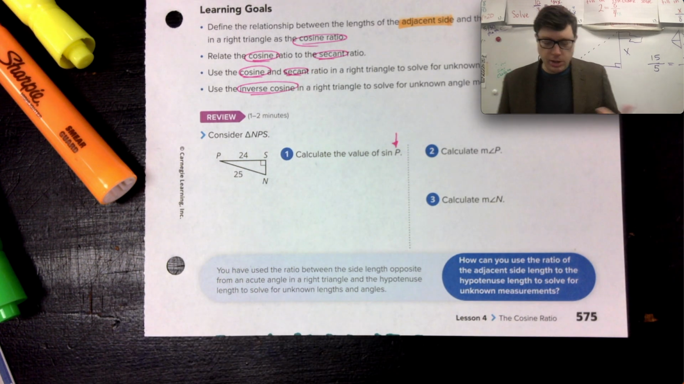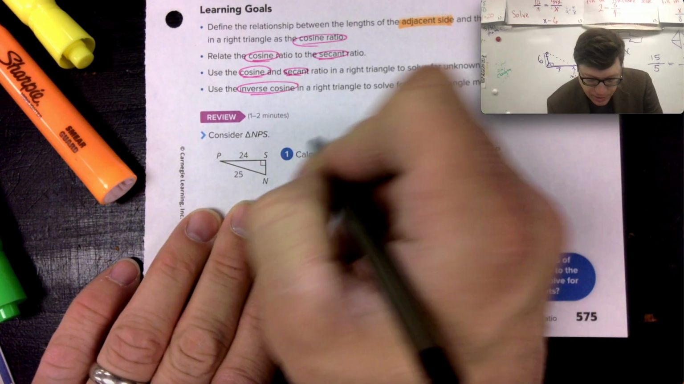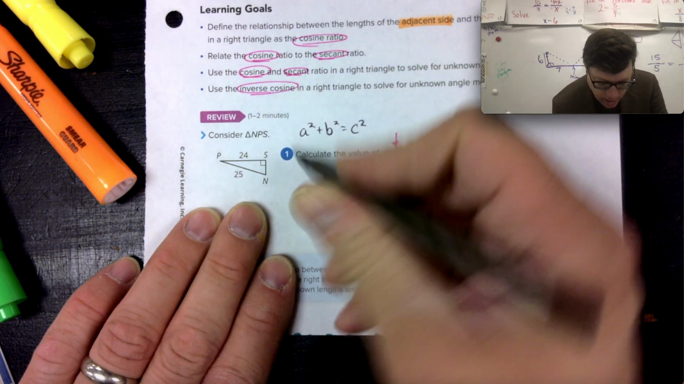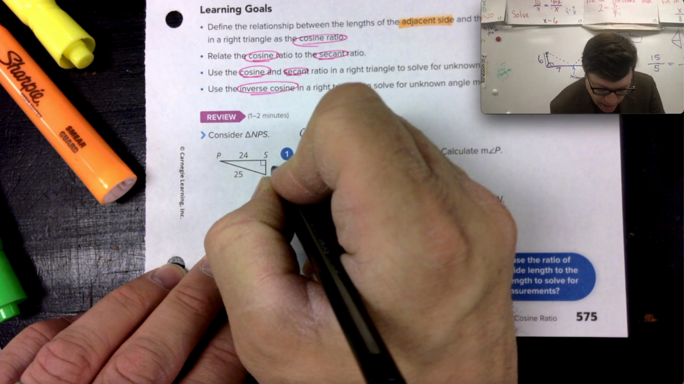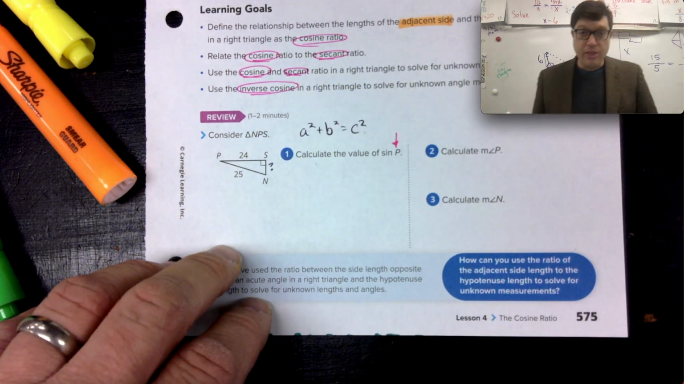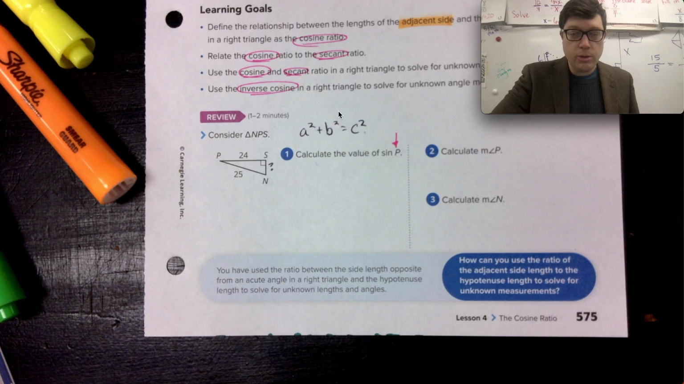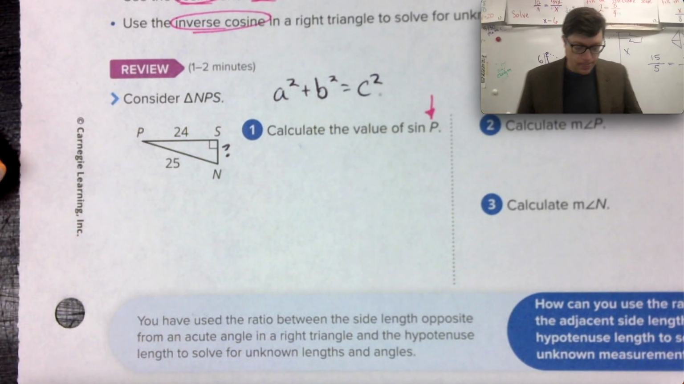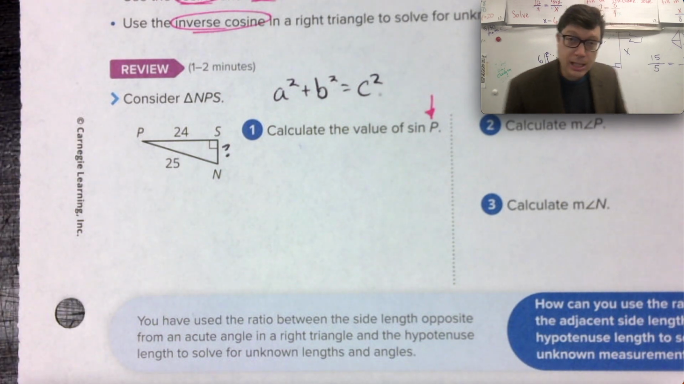You're still here, I'm here, so let's go. We're going to use the Pythagorean theorem, a squared plus b squared equals c squared, to figure out the value of SN. That side length is not known. Let me zoom in. So I'm saying C is the hypotenuse.